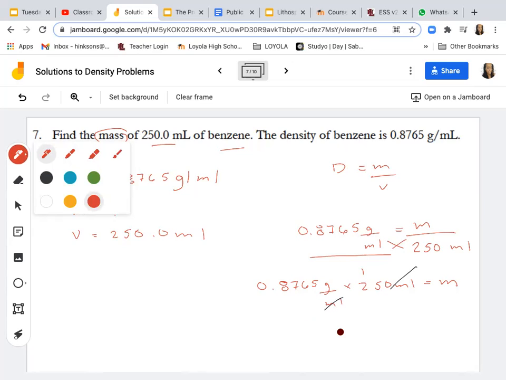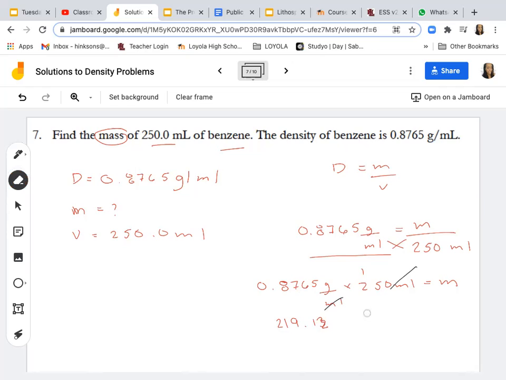So what did you get when you did that on your calculator? I got 219. I rounded it to 219.12. Okay, so you guys want to stick with the 125? And what are my units?